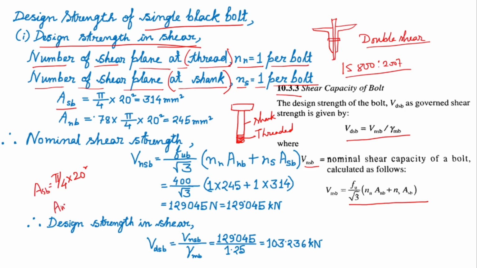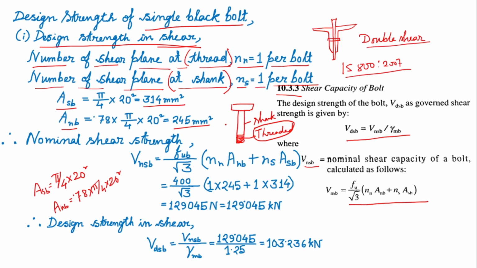Similarly, ANB, which is the cross sectional area of the bolt at threaded portion. For the threaded portion, it is some percentage less than the sunk portion, or it is 78% of the sunk portion. So we have calculated the values. For ASB, it is calculated as 314 mm square, and for ANB it is calculated as 245 mm square.